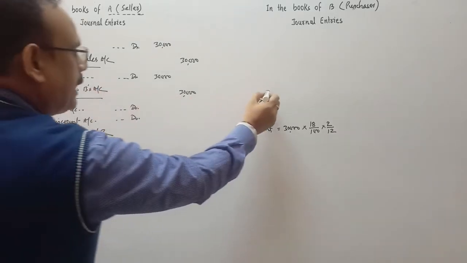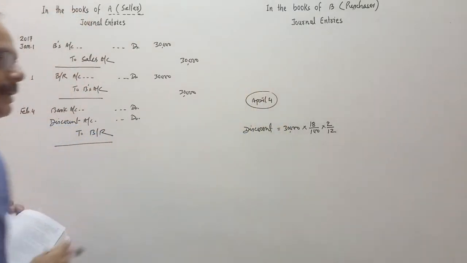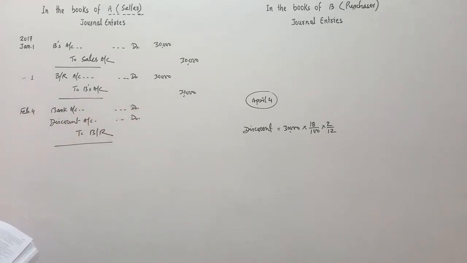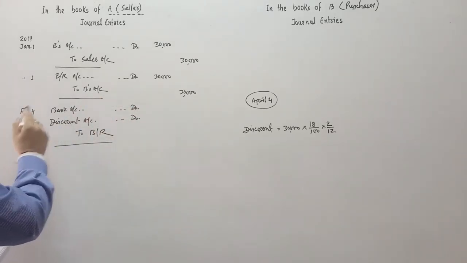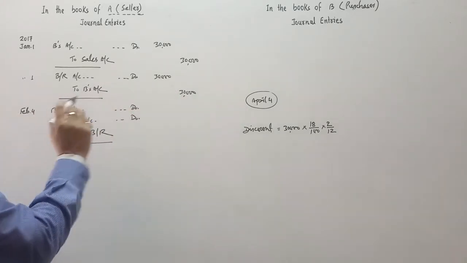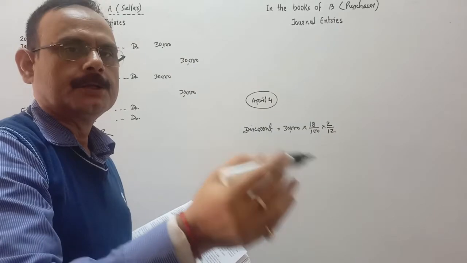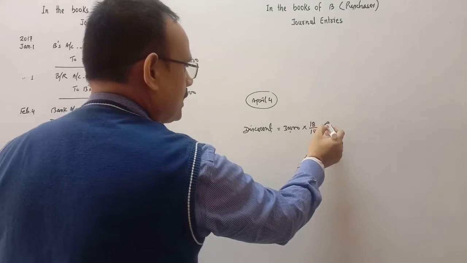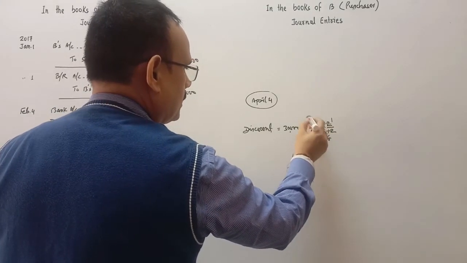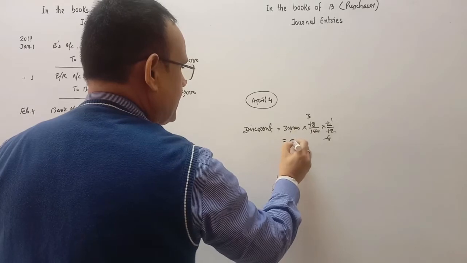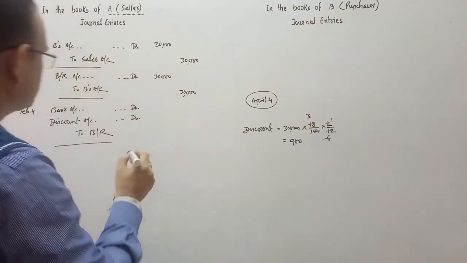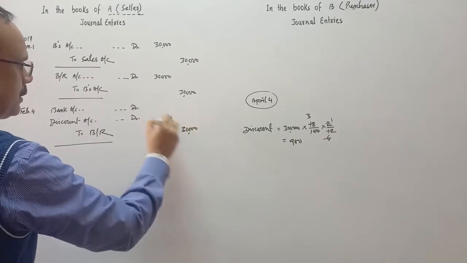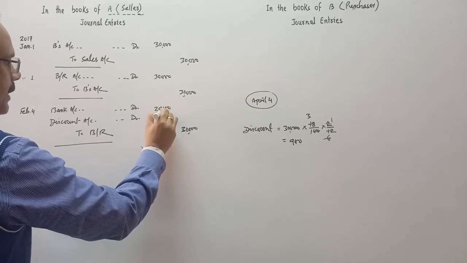And the due date is April 4. So how many months before is the bill discounted? February 4 to April 4: February 4 to March 4, March to April 4. So 2 months before, the bill is discounted. So discount will be calculated for 2 months only. So 900 rupees is the discount amount. 900 is the discount, 30,000 is the bill amount. So 29,100 will be in the bank account.